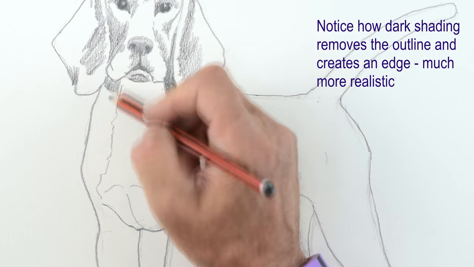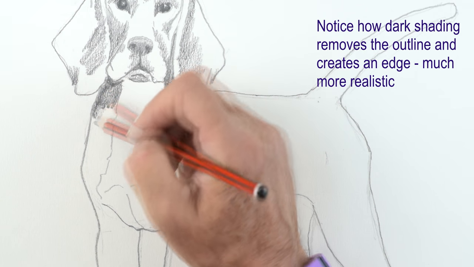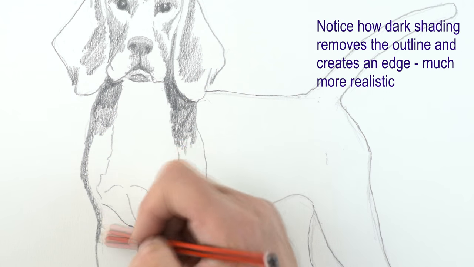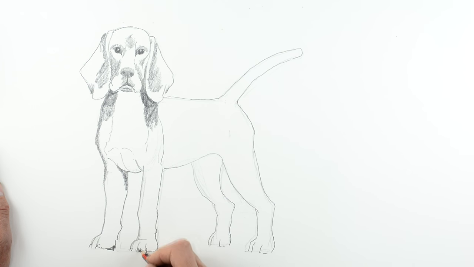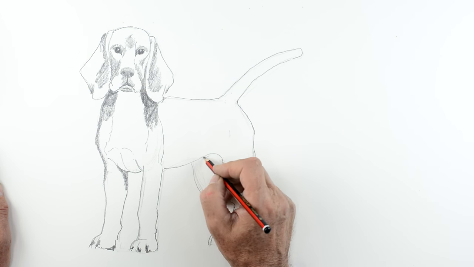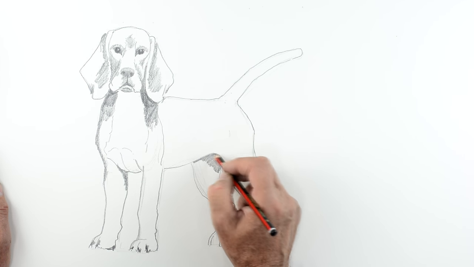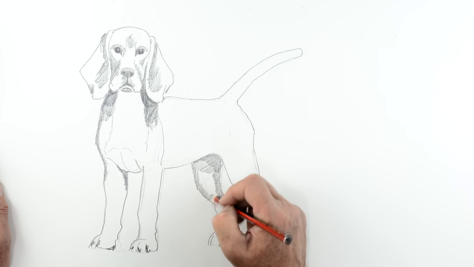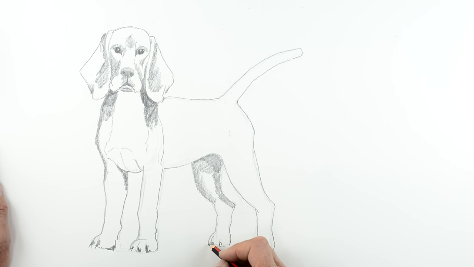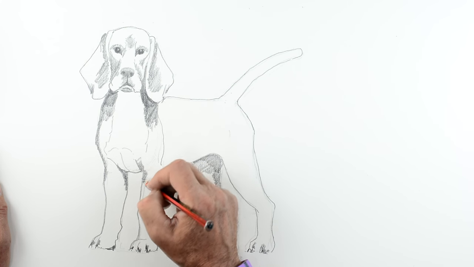Now you'll notice here, when I put the dark tones in, you can see how I've created an edge. And you see how it makes the ears stand out. I'm doing a similar sort of thing just underneath the body by the top leg there. I'll do the same thing here. By shading the back leg, it makes the body stand out. It makes it look three-dimensional. So creating edges, getting rid of the outlines that we've drawn, is very useful.